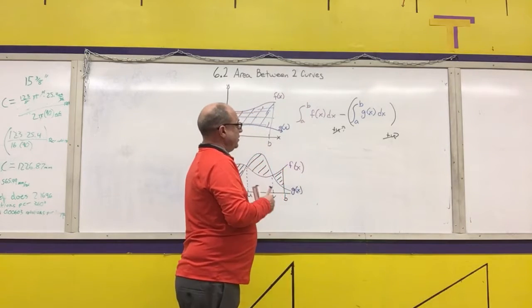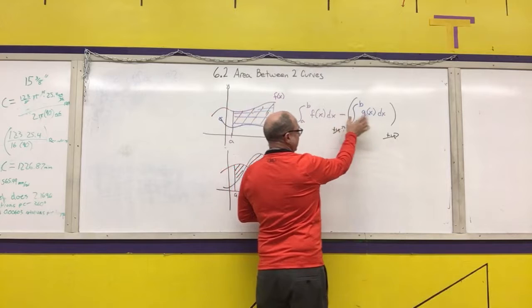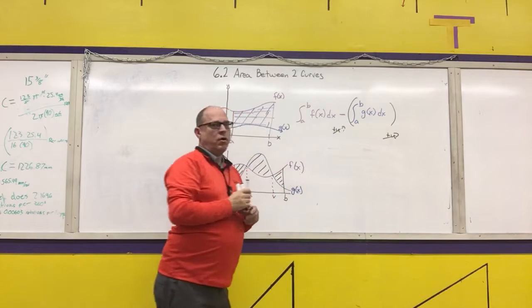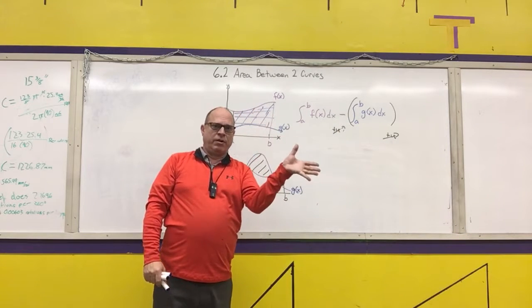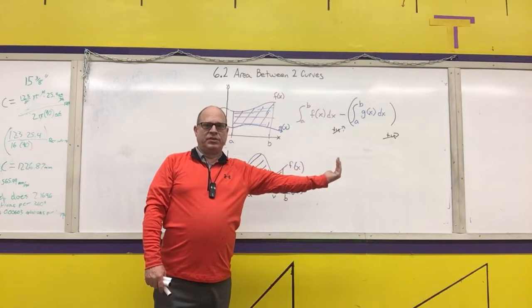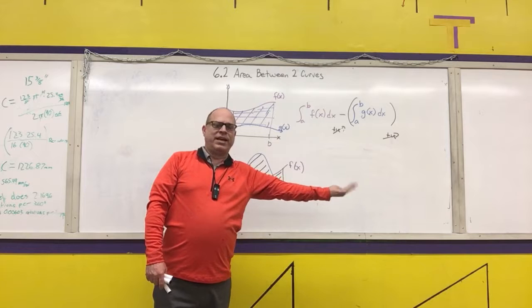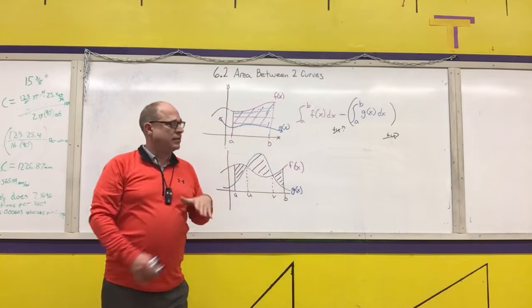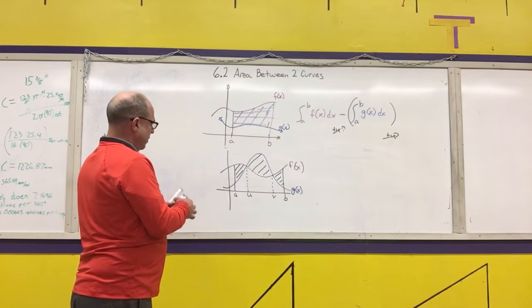And the way I remember this, it's the integral of the top minus the integral of the bottom. Or we're going to see that we can rotate and, if it's easier to integrate off of y versus x, we would take the integral of the right-hand side minus the integral of the left-hand side. I'll show you a picture of that in a minute.